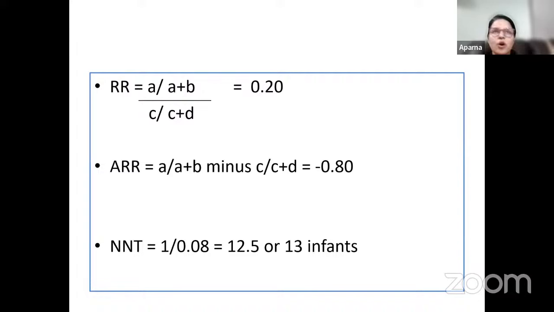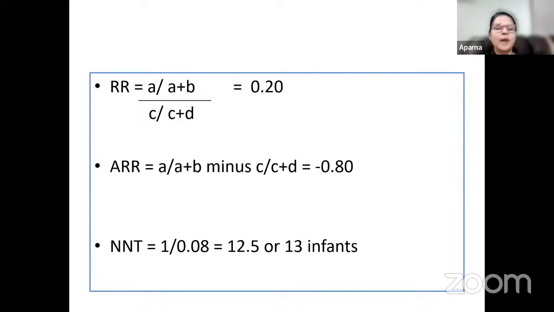So the relative risk of developing necrotizing enterocolitis in the probiotic exposed infants is 0.2 of the risk of developing NEC in the non-exposed infants. So it essentially means that the risk of developing the disease in probiotic exposed infants is 20% of the risk in the control infants.